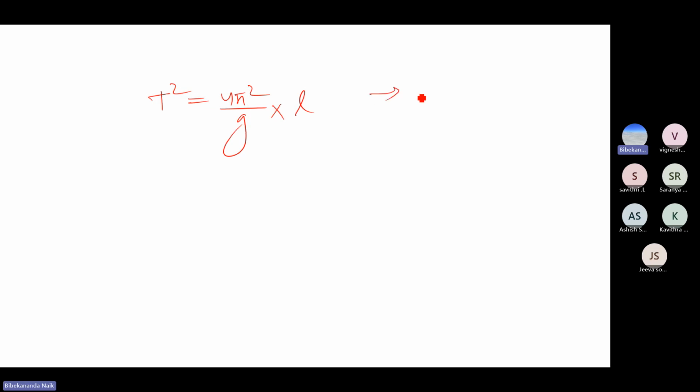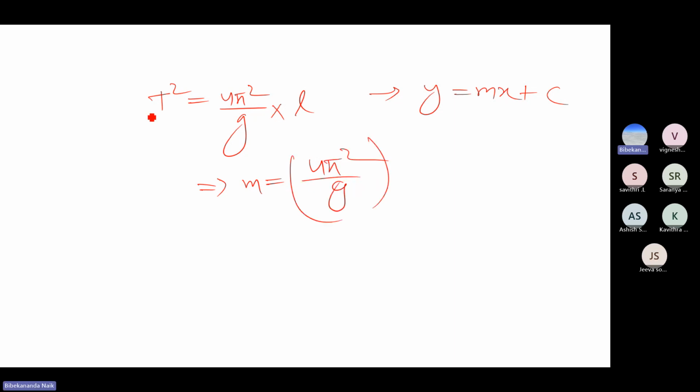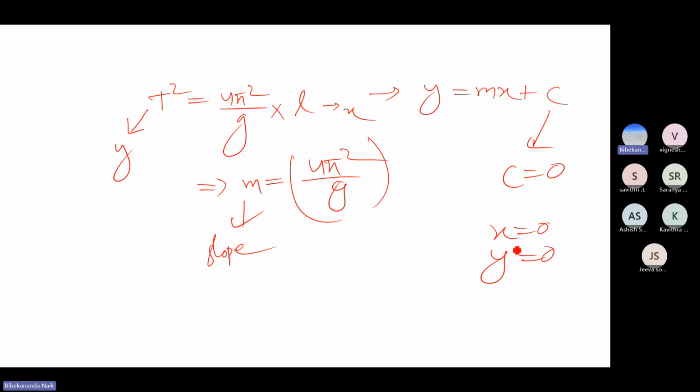So if you compare it with y equal to mx plus c, what is m here? Can anyone tell me what is m here? M is 4 pi square by g. If you take T square along the y-axis and L along the x-axis, then the slope is 4 pi square by g. This is the slope, and this c is 0. C is 0 means at x equal to 0, y is 0. So the line passes through the origin.